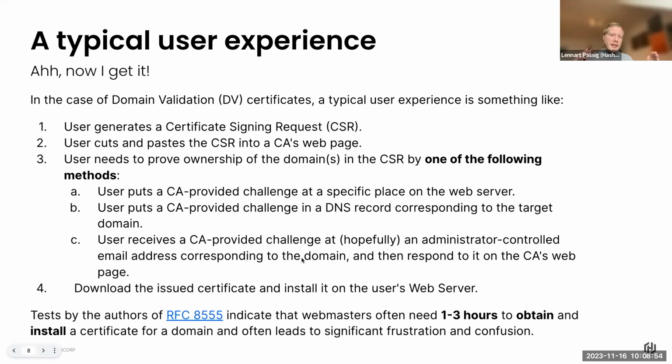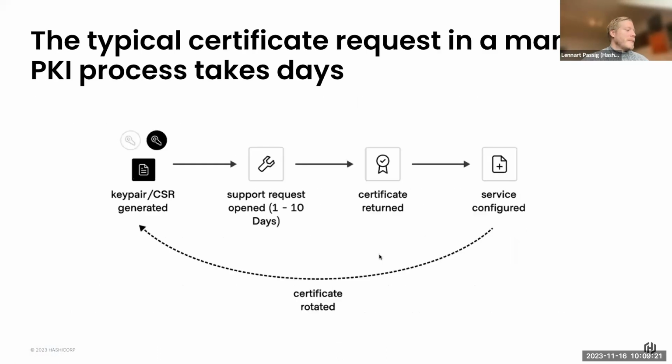So something that the folks of ACME found out is that just to obtain and install a certificate typically takes up to 1 to 3 hours, meaning you haven't rotated it yet, right? You haven't done anything but just getting the certificate. What is rather interesting is that a typical certificate request takes a little bit longer than even the 1 to 3 hours, rather 1 to 10 days, right?